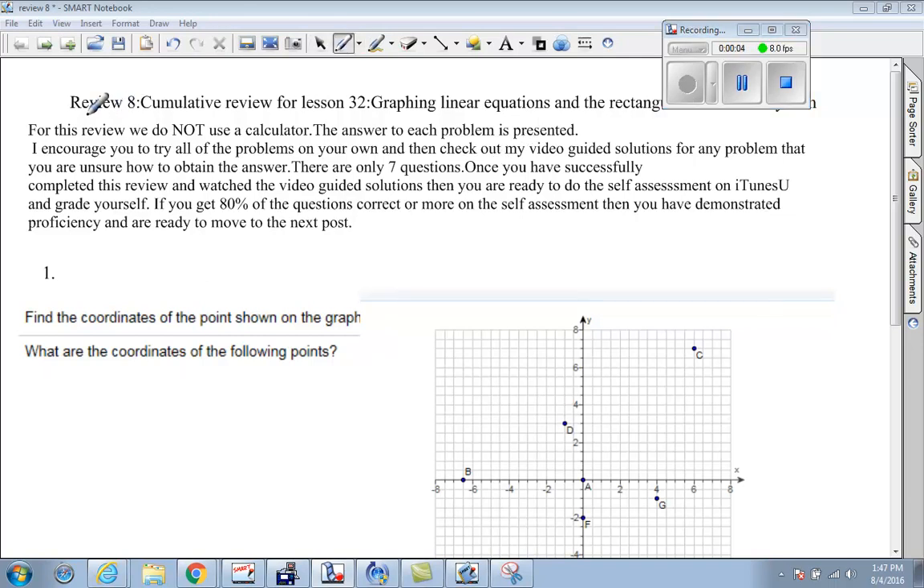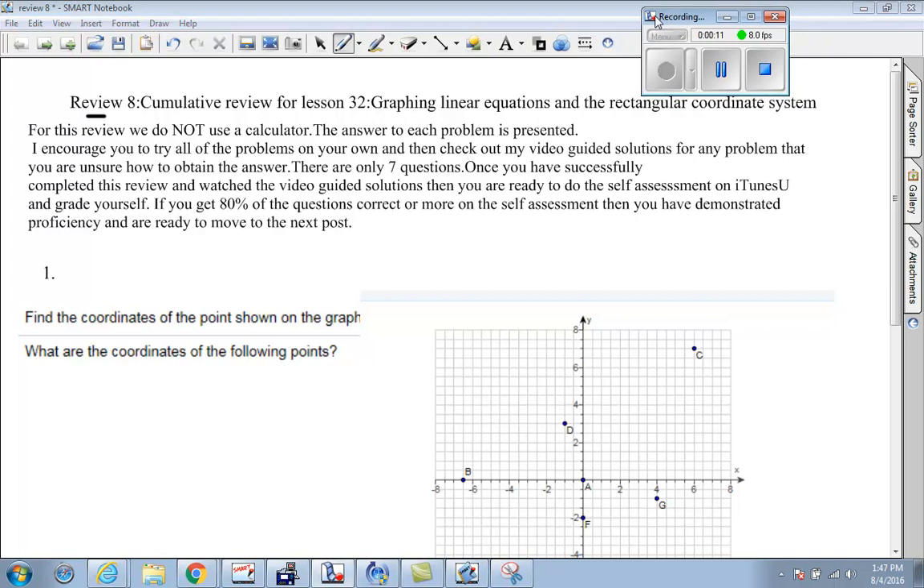Okay, welcome back. This is Review 8, our cumulative review for Lesson 32, which was graphing linear equations and the rectangular coordinate system. For this review, we do not use a calculator. There are only 7 questions, and I'm going to just guide you through it with ease.